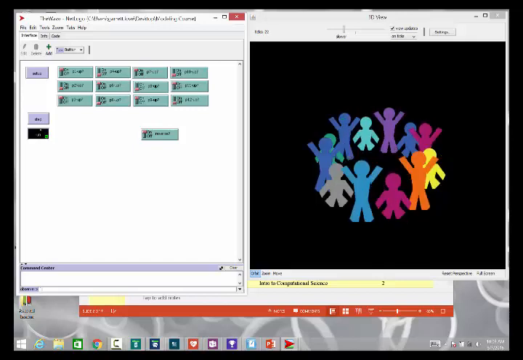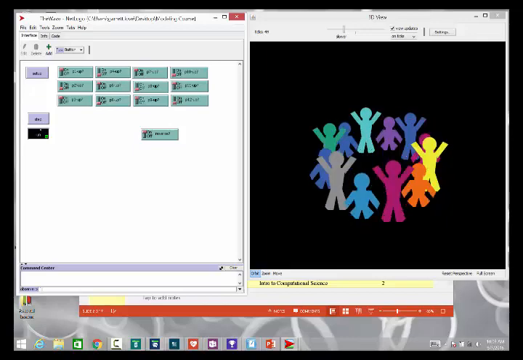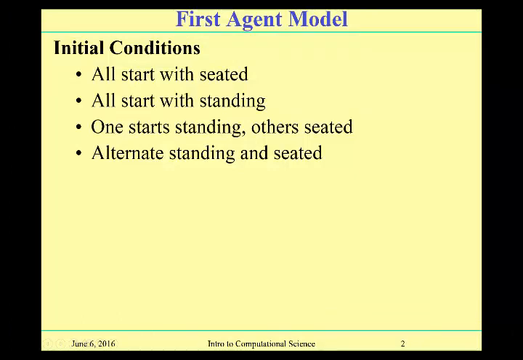Interesting. If I step back and look at this, I can see the waves moving around in a circle. But if I look more closely at any individual one of you, there seems to be this up, down, up, down, up, down, up, down. That behavior is a little bit different than what we've seen before. Let's try one more set of initial conditions.